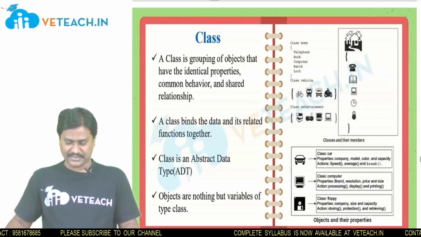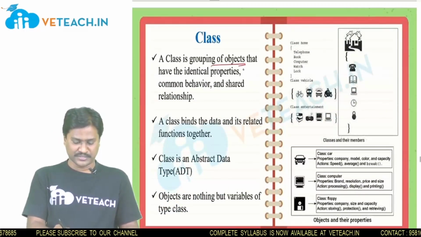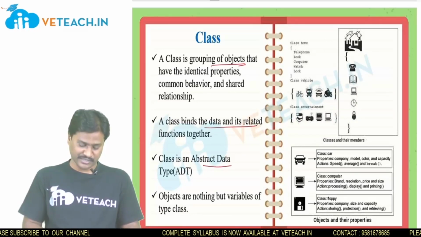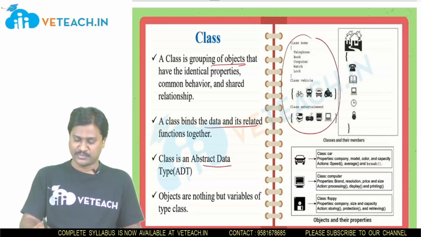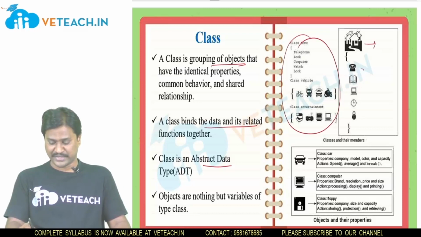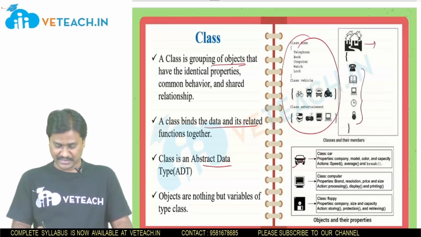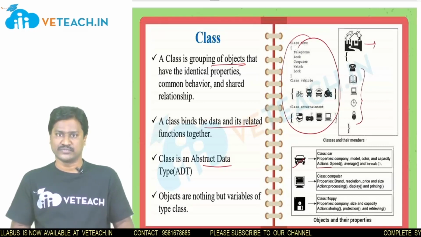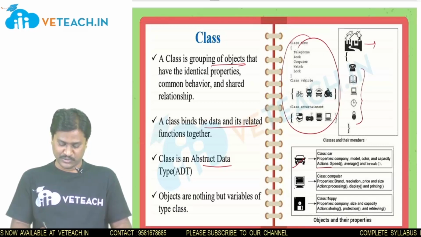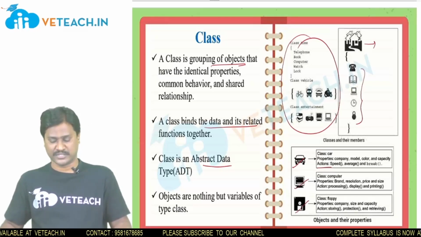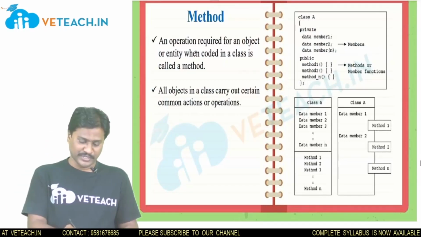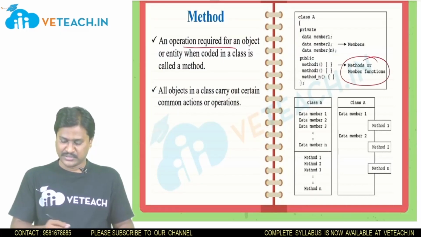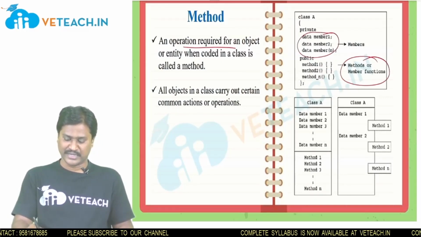Next, the class. A class is nothing but a grouping of objects, and a class binds the data and its related functions together. A class is an abstract data type, and here is the class declaration. Consider this class home containing members like this, and the class car containing properties and actions like this. The class gives the complete behavior, the properties of an object. So it is also nothing but a blueprint of an object. And a method is nothing but an operation required for an object or an entity like that. So these are all called member functions, and all these are called data members.